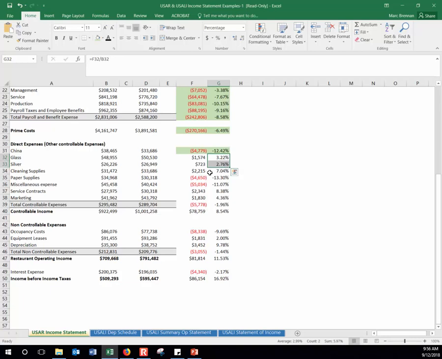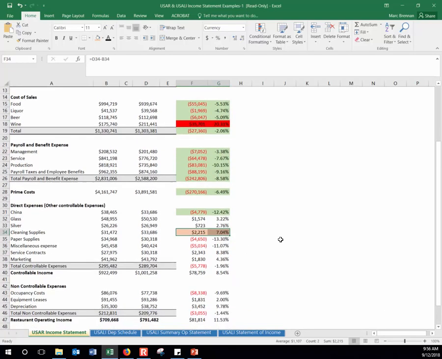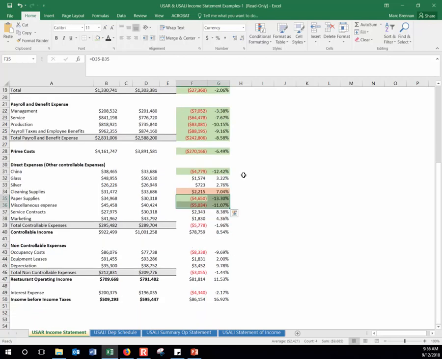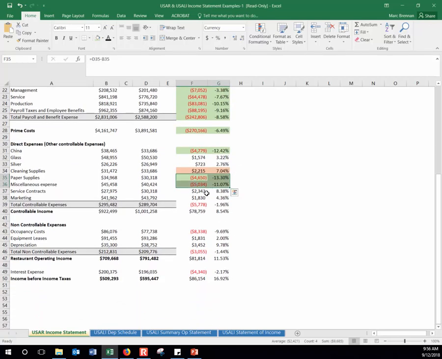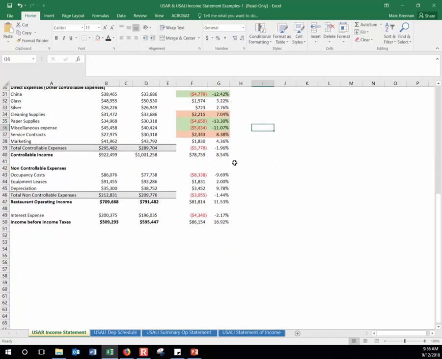3.22% increase, 2.76. When we're talking about smaller numbers, we're not as concerned. Cleaning supplies, I'd be interested. I'd want to maybe look at this a bit more. Why did cleaning supplies go up so much when we had less business? We went down in business, but we used a lot more cleaning supplies. I'm concerned. My paper supplies and miscellaneous expenses went down considerably. I'm very happy about that. Service contracts went up. That's not good for expenses. I'd be concerned, why am I getting so much service done on my equipment?